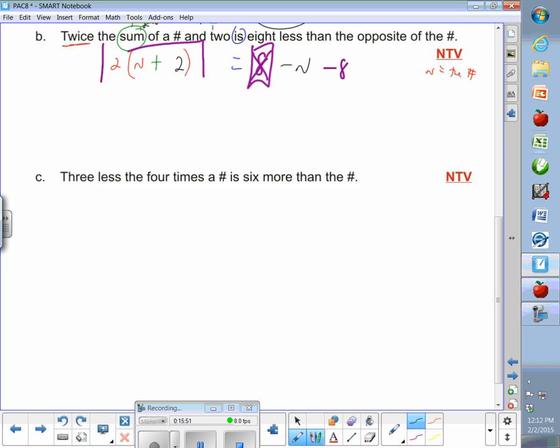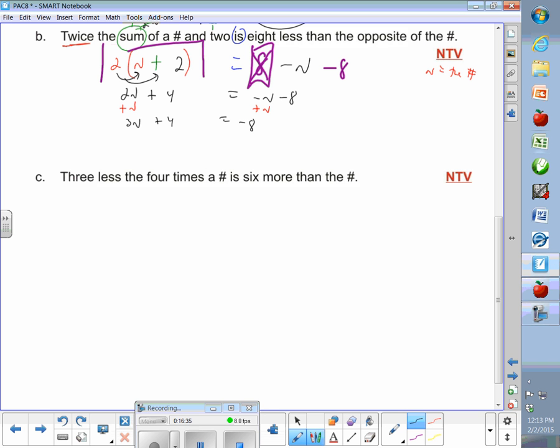We do have distributing on this problem. 2 times n is, say it if you know it. And then we have to distribute. 2 times 2 is, and we got to use that plus sign, right? And that equals negative n minus 8. All right, so I look at this problem. I say I got variables on both sides. Let's move the negative n from the left to the right by adding its opposite to both sides. Now we're at 3n plus 4 equals, don't lose your negatives. It's a negative 8, right?